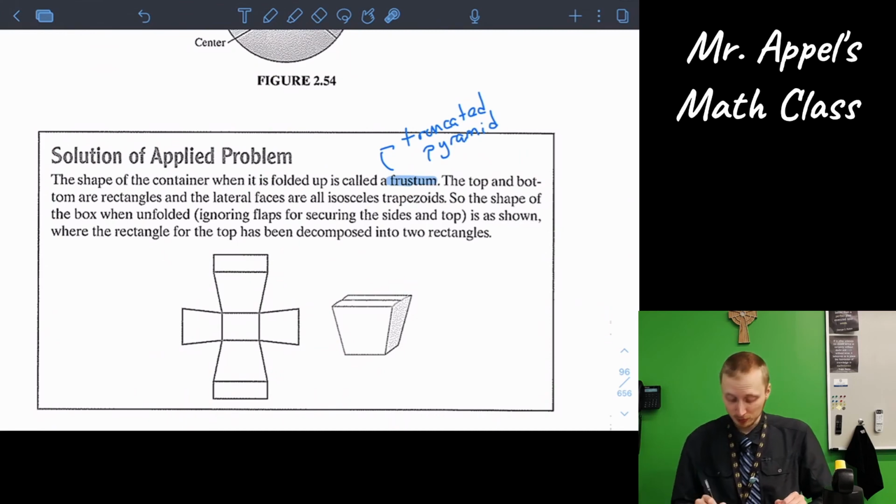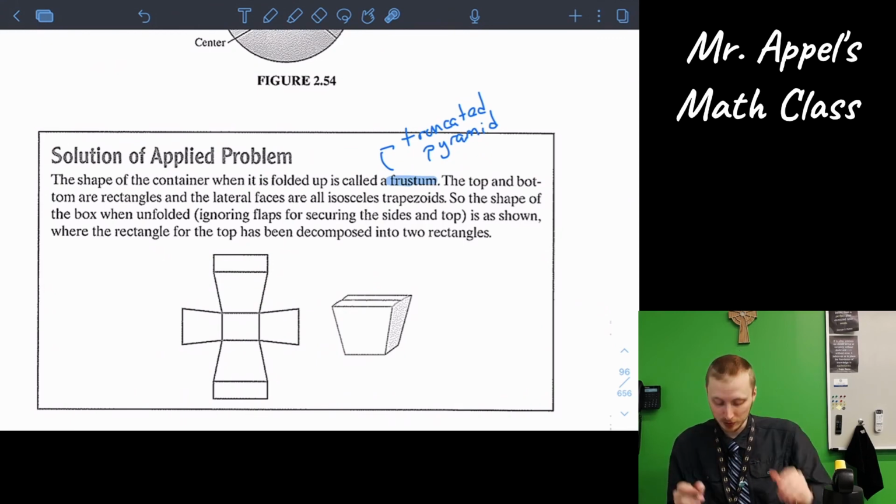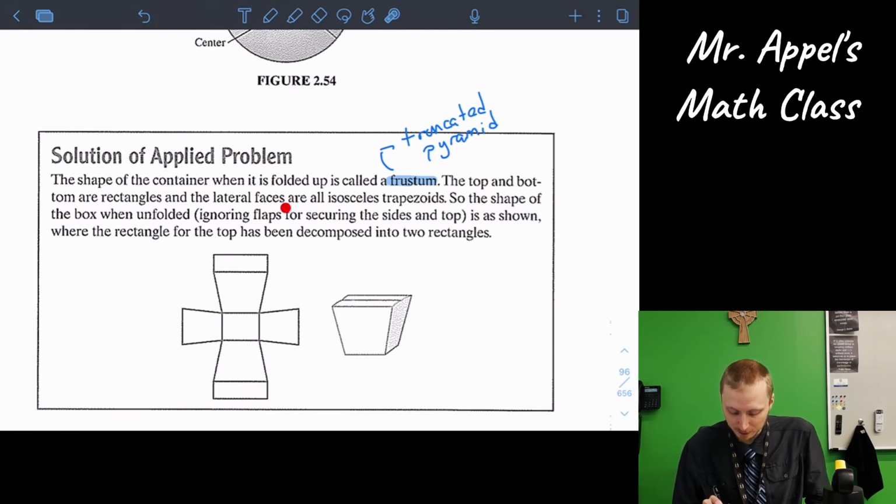It is actually more properly defined as two parallel, similar bases. So you have one square that is large and then one square that is small, and you connect the edges like with any other prism. The top and bottom are rectangles, and the lateral faces are isosceles trapezoids now. So the frustum gets trapezoids for its lateral faces.